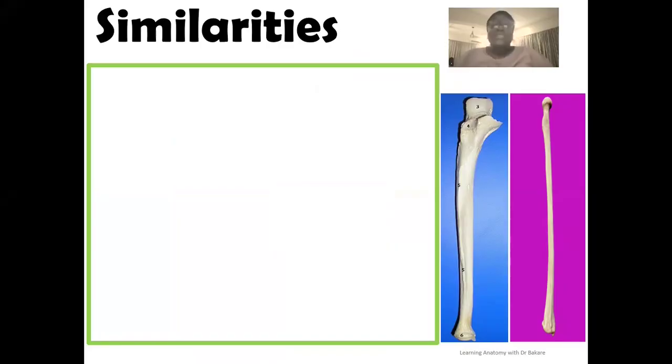So starting first with the similarities, we say that these two bones are the bony configurations or landmark of the forearm region. Now let's try and highlight the similarities that exist between these two bones. Both bones are long bones. So in terms of structural classification, the ulna and the radius will be classified as a long type of bone.